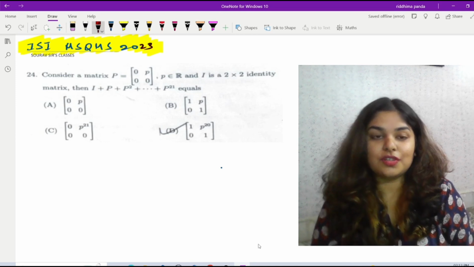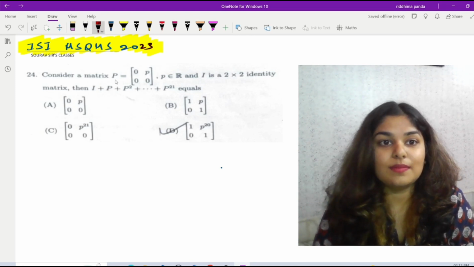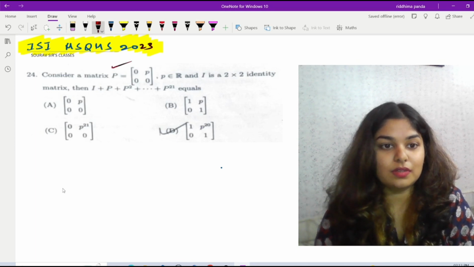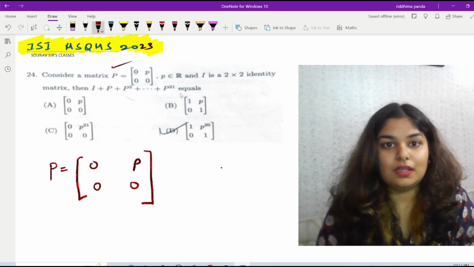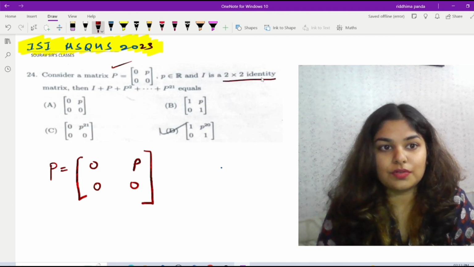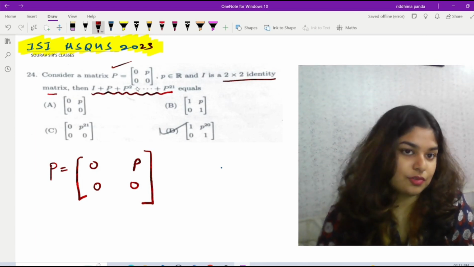The next question in front of you is given as follows. Consider a matrix P equal to 0, p, 0, 0. So first let us write down the given matrix, that is P equals 0, p, 0, 0. Now this is a 2 cross 2 identity matrix. Then you have to find out this expansion, right? Series of expansion.